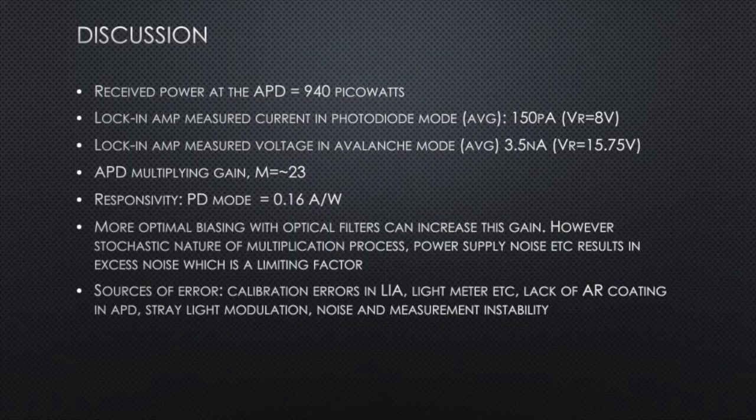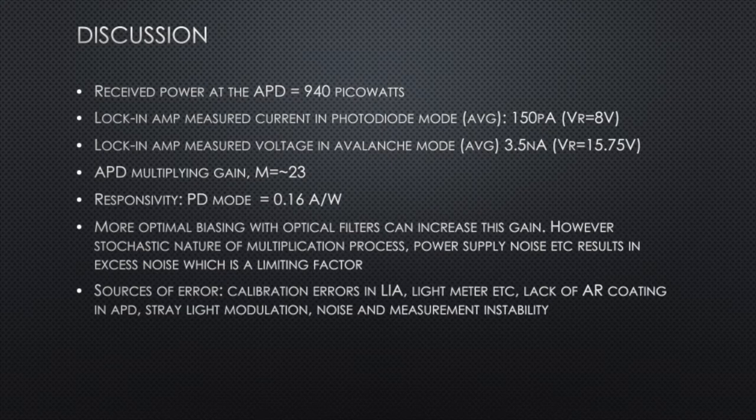So I did some calculations on the received power and some other calculations as well for the responsivity and so on. The received power at this wavelength, about 650 nanometers, was about 940 picowatts. That is on the APD itself, based on the area of the APD. The lock-in amplifier measured current in photodiode mode with the 8 volts or so reverse bias was 150 nanoamperes on average. In the avalanche mode, it was producing around 3.5 nanoamperes, and the reverse bias voltage was around 15.75 volts.